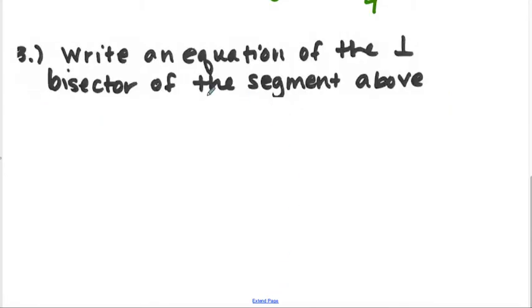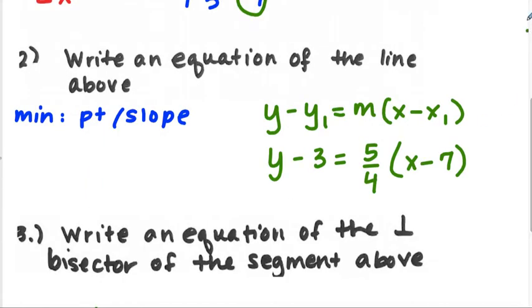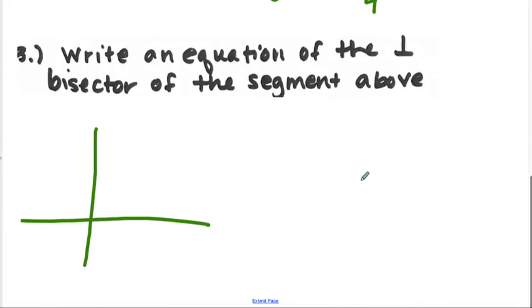We threw in, write an equation of the perpendicular bisector of that segment. Okay, so let's think about this a second. We had this segment. It was at the points (3, -2). So 1, 2, 3, 1, 2. There's my point, (3, -2). And 1, 2, 4, 5, 6, 7, 3.